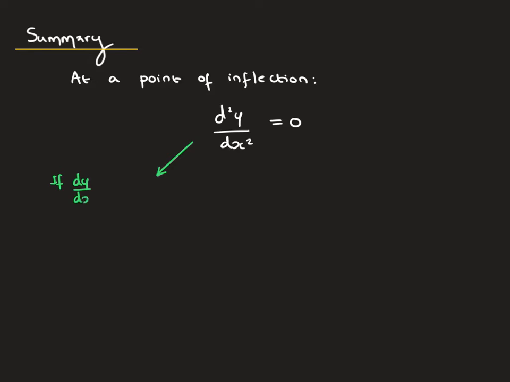So let's summarise these findings so far. We know that at a point of inflection, the following must be true. d2y by dx squared, the second derivative, must be equal to 0. Now, if dy by dx equals 0 at this particular point, we then know we have a stationary point of inflection.